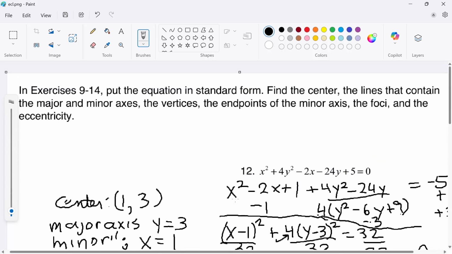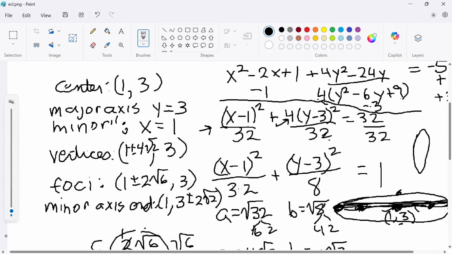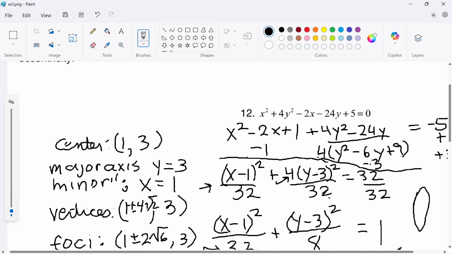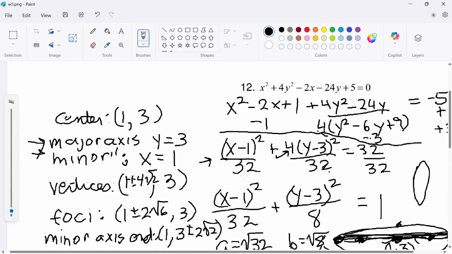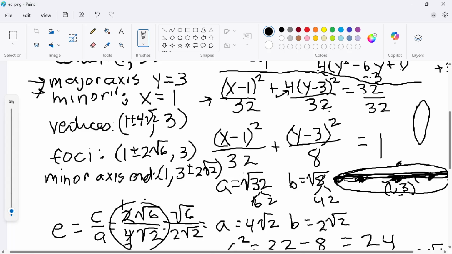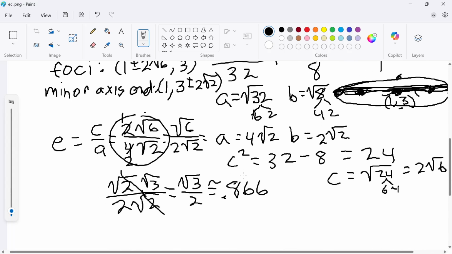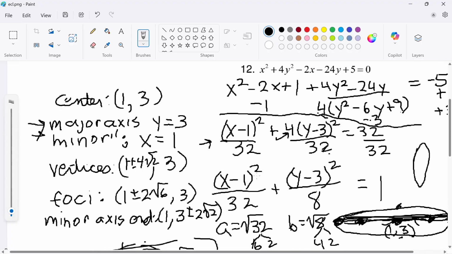So I think I found everything here. Standard form, check. I've got this as the standard form: x minus 1 squared over 32 plus y minus 3 squared over 8 equals 1. That's the standard form. And then I found the center, the lines that contain the major and minor axis, the vertices, the endpoints of the minor axis, the foci, and the eccentricity. I got the eccentricity right here. So I found everything, and it all starts with completing the square.